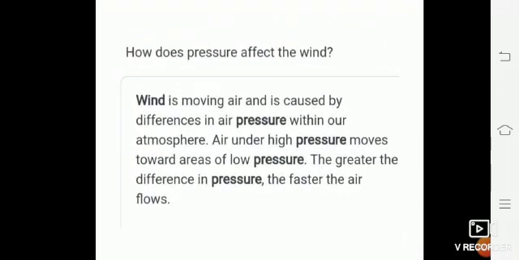We have already discussed the relationship between temperature and pressure. They are both inversely related to each other. Winds also depend upon this pressure difference for their movement. Wind is moving air and is caused by differences in air pressure within our atmosphere. Air under high pressure moves toward areas of low pressure. The greater the difference in pressure, the faster the air flows.